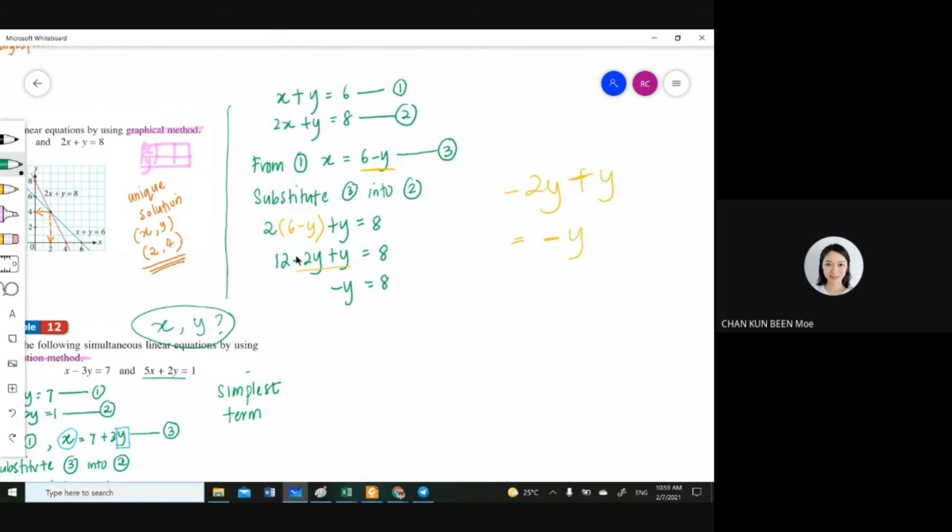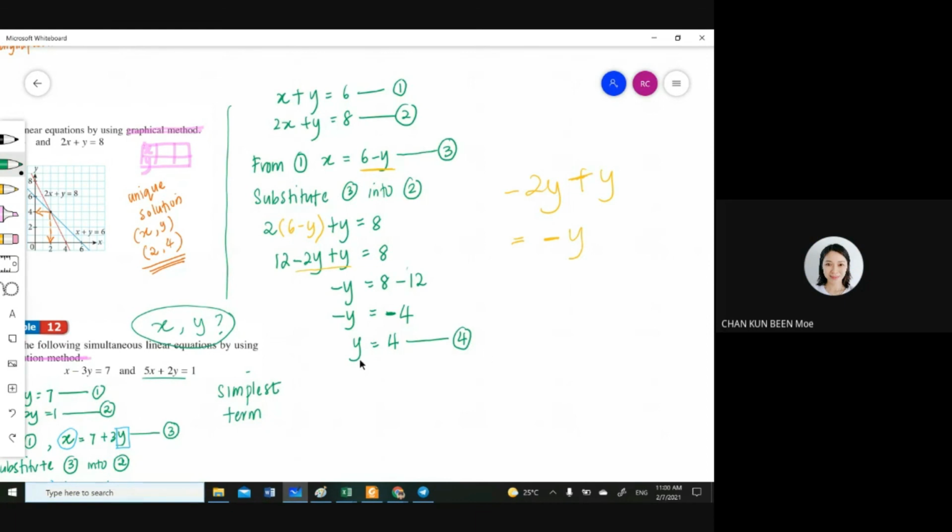Now, I need to send the 12 over to the right. It will become what here? Yes, very good. Negative 12. So 8 minus 12 is negative, because the number is bigger, right? Negative 12 minus, 8 equal to 4. So negative y equal to negative 4. y is equal to 4. 4, correct. So we get the answer for y already. This will be the 1, 2, 3, 4, fourth equation.